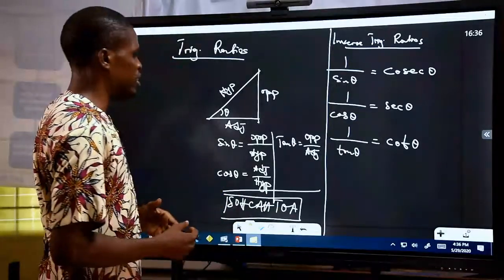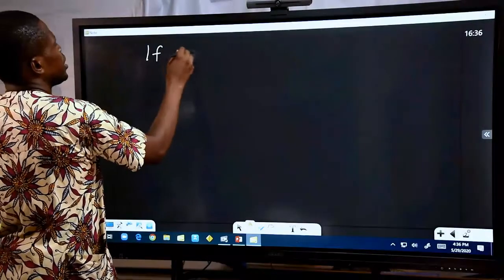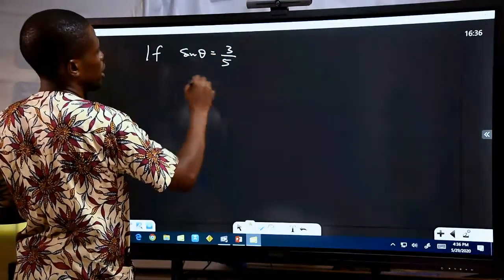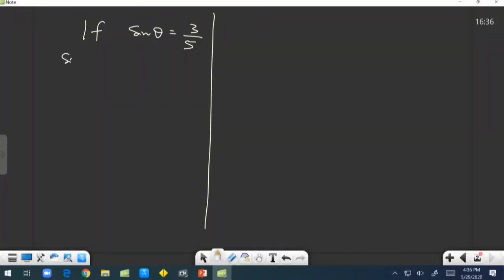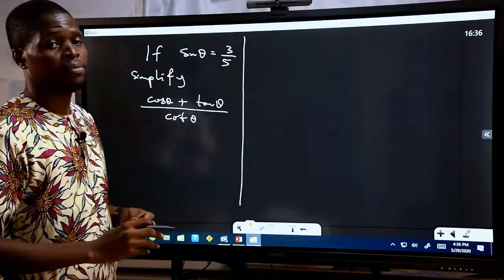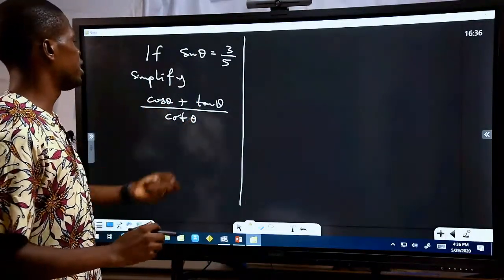So if you are given an expression, say if sine theta is 3 over 5, simplify cos theta plus tan theta divided by cot theta. How do we do this? What you do is you try to see what is given. Sine theta is 3 over 5, and we are asked to simplify this expression.